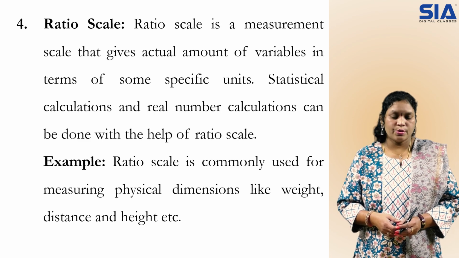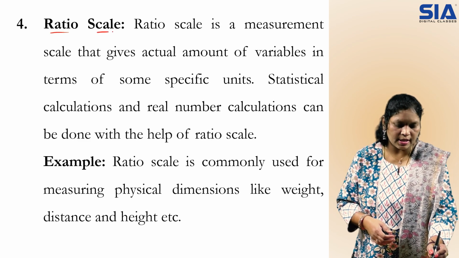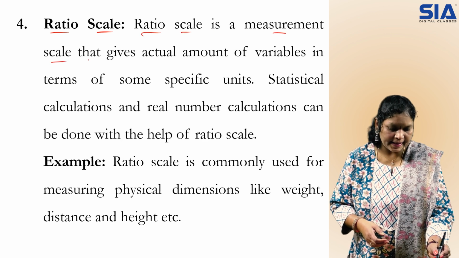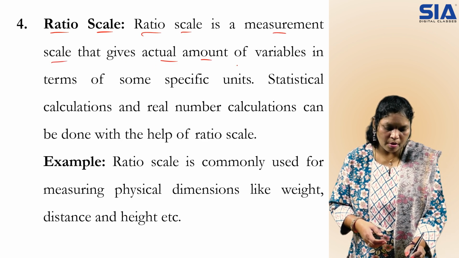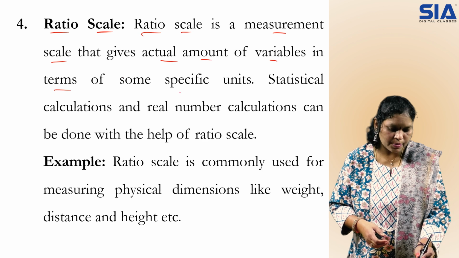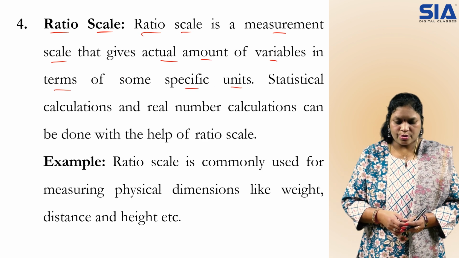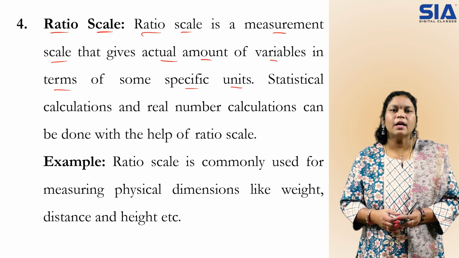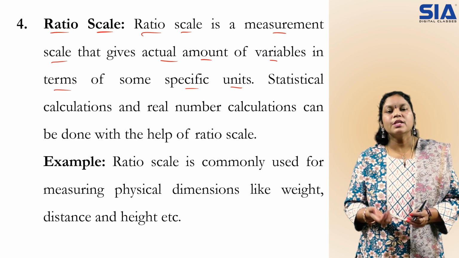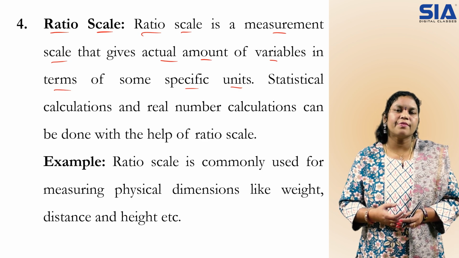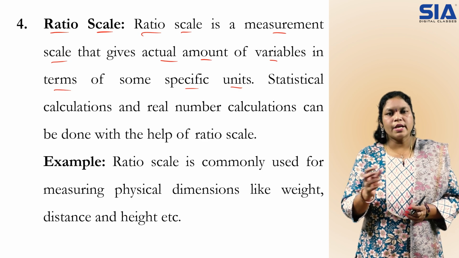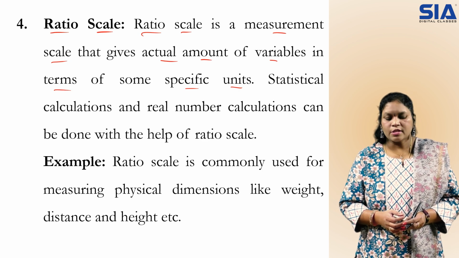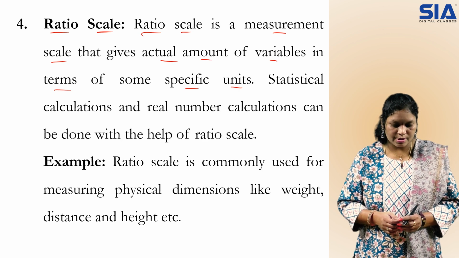Last one, we have the ratio scale. What is the ratio scale? A ratio scale is a measurement scale that gives the actual amount of variables in terms of some specific units. So the ratio scale gives the actual amount of things by taking specific units, that is, through ratios we can identify the data and get our result. Such type of data we consider into ratio scale.